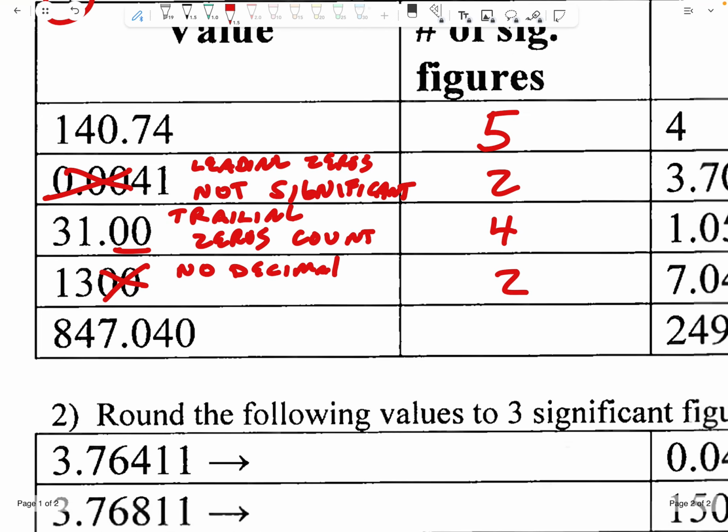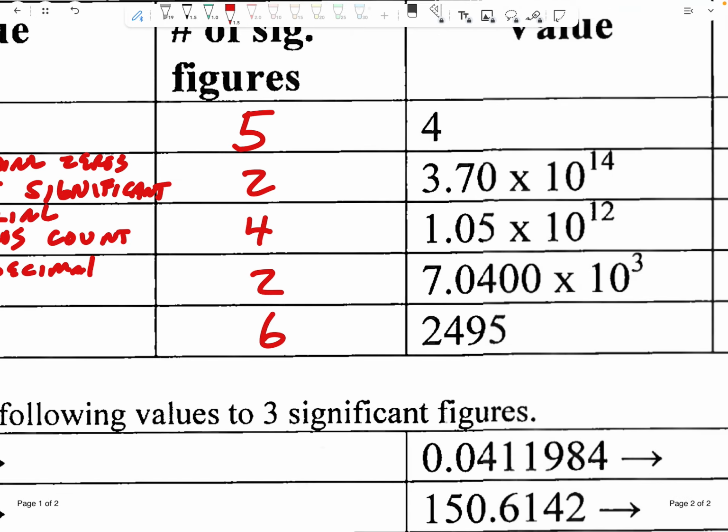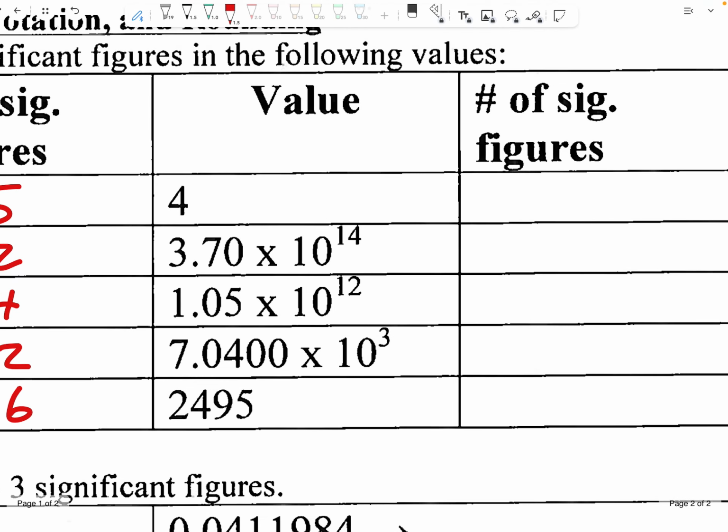We have the number 847.040. Every single digit here counts. That decimal is there. Each zero counts. That's a trailing zero right here. This zero is between 2 non-zero numbers. So we have 6 sig figs. The number 4 stands by itself, 1 sig fig.